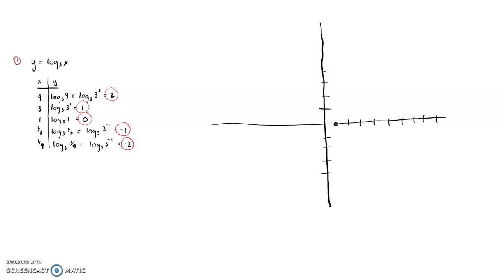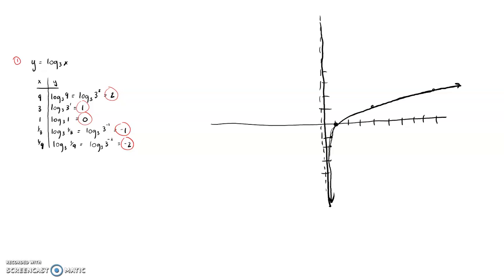Alright, so we've got 1, 0. We've got 3, 1, we've got 9, 2. Okay, so there's that part that's going up and out. And then the fractions, 1/3 we get negative 1, 1/9 we get negative 2, 1/27 we get negative 3, and so on. Again, we're going to get closer and closer to the y-axis, but we're never actually going to reach it. Okay, and again, the y-axis is an asymptote.